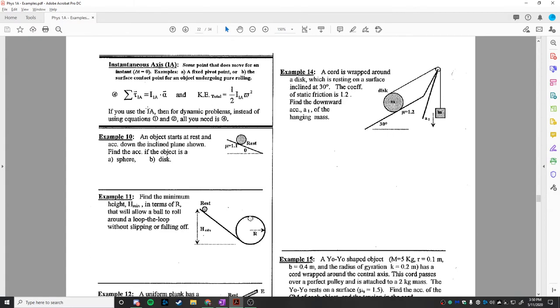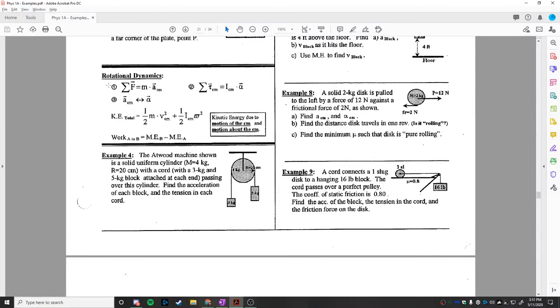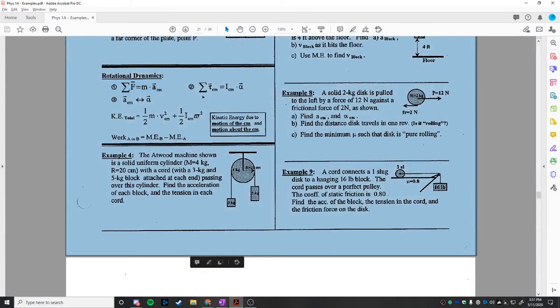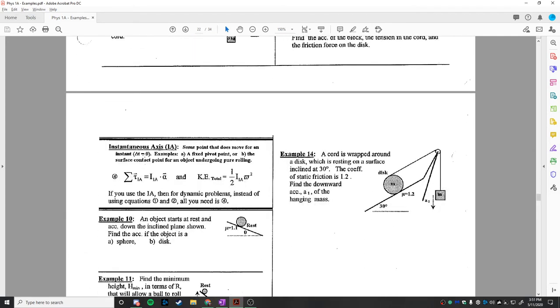And it says that if you use the instantaneous axis, which stands for IA, then for dynamics problems, instead of using equations 1 and 2, which are back up here, these two equations, right? That's how we solved it before. We said net force was equal to ma. We said net torque was equal to the moment of inertia about the center of mass times alpha. That's exactly what we did to solve the problem. What's being said here is you can actually avoid doing that if you choose the instantaneous axis. So let's see what happens if we do that.